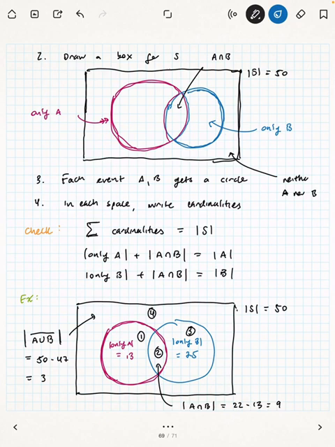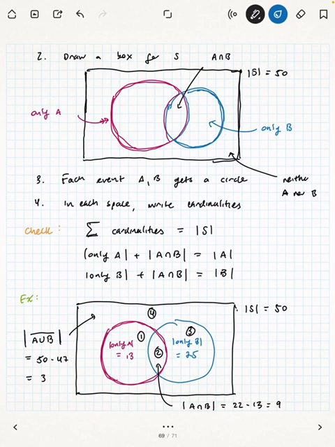And the cool thing about this is that this all comes from the fact that only A, A intersect B, only B, and neither A nor B are actually a partition for S. So we've accounted for everything if we've selected these groups.